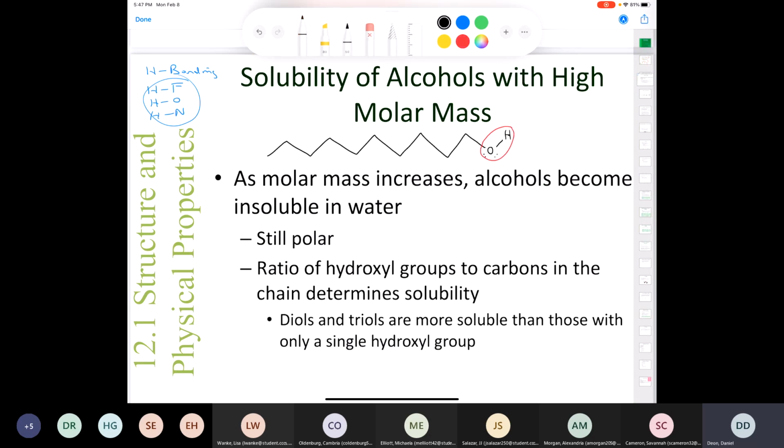So you might be thinking, okay, well, if it's got the hydroxyl, what's the problem? The problem is this, that most of the molecule is nonpolar, right? This whole section here is nonpolar. Yes, there is a polar section, but since most of the molecule is nonpolar, it says here that the ratio of hydroxyls to carbons is what determines the solubility, right? So even though there is a hydroxyl, there's so many carbons that it can't compensate for that big nonpolar group, and the compound won't dissolve in water.